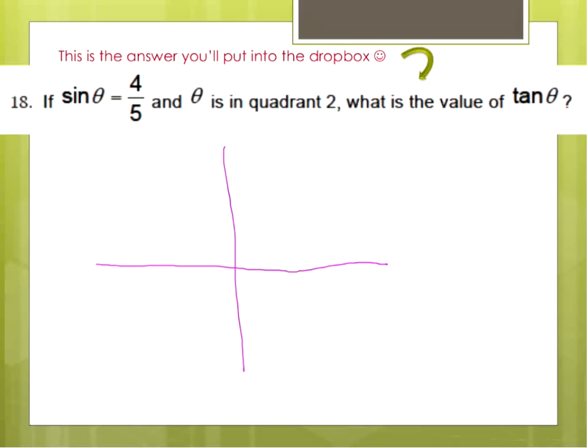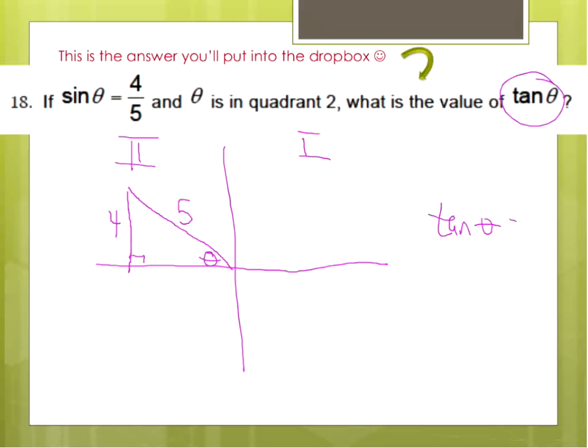Okay, so it tells us it's in quadrant 2. So here's quadrant 1, here's quadrant 2. So I know I'm going to have some kind of a triangle, so I go ahead and draw that in. Now sine. Sine is opposite over hypotenuse. So opposite would be 4, hypotenuse would be 5. It wants the value of tangent. So tangent theta is opposite over adjacent.